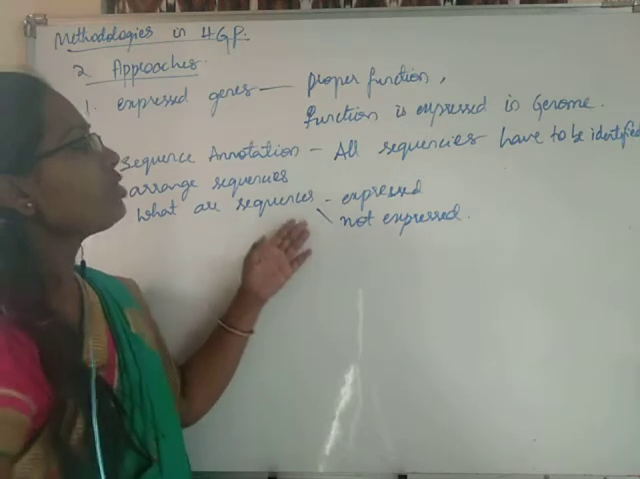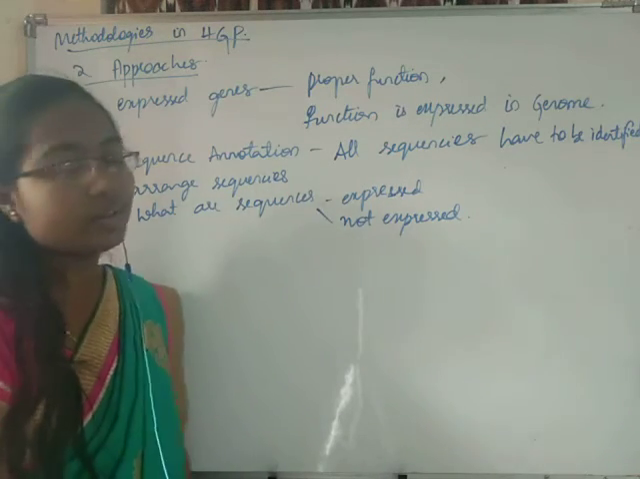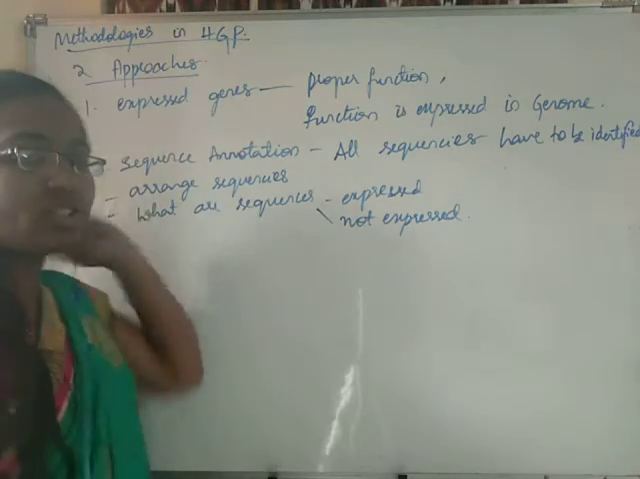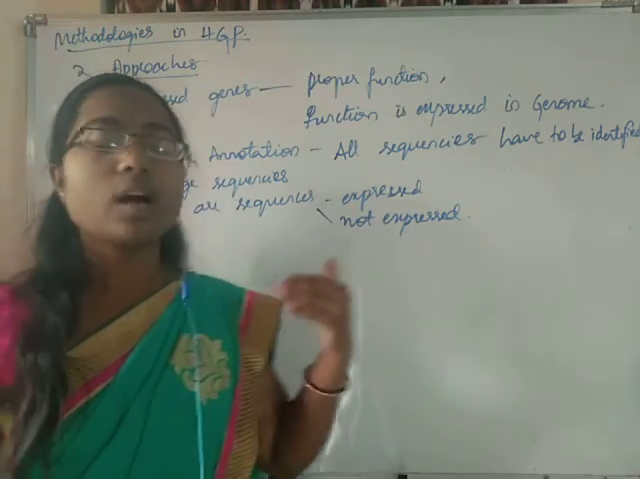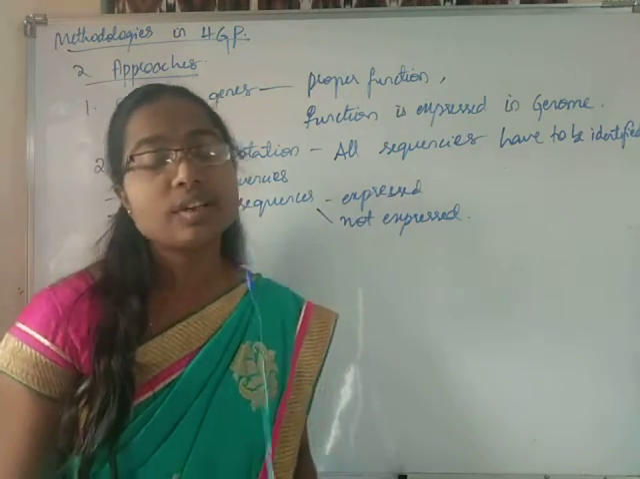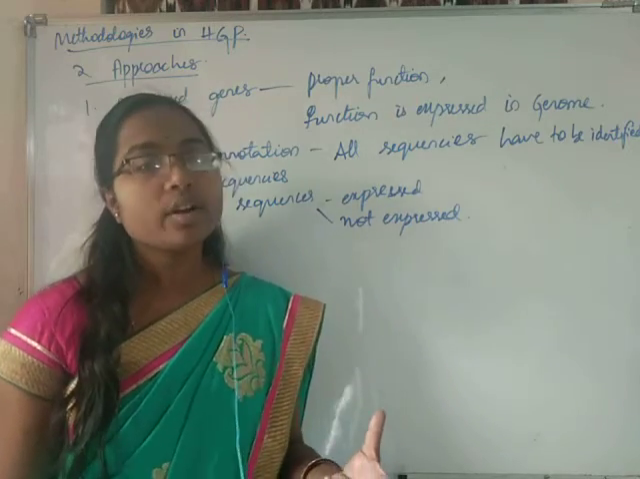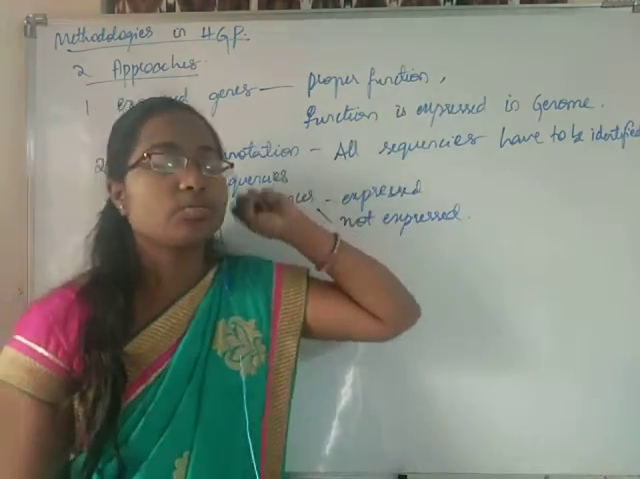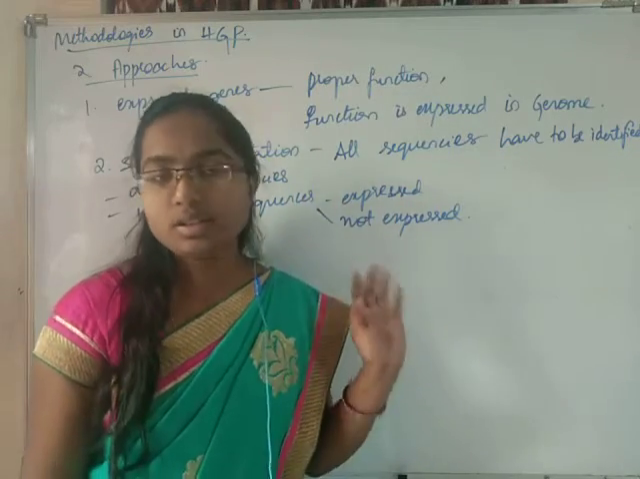Students, the second approach actually covers the first approach already. The first approach is to identify only the expressed genes, which are actually found expressed on the DNA. They are expressing themselves, so they have a proper function. Their function is exposed among the genes of the genome.